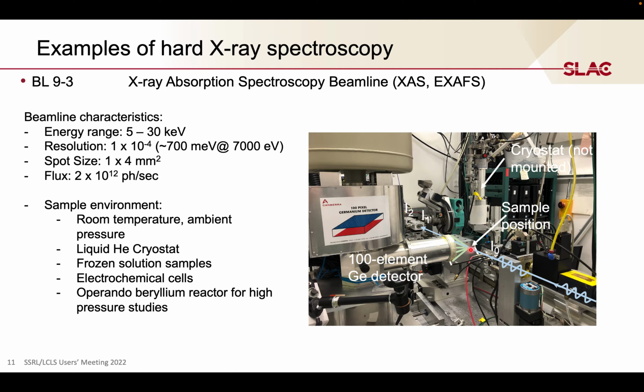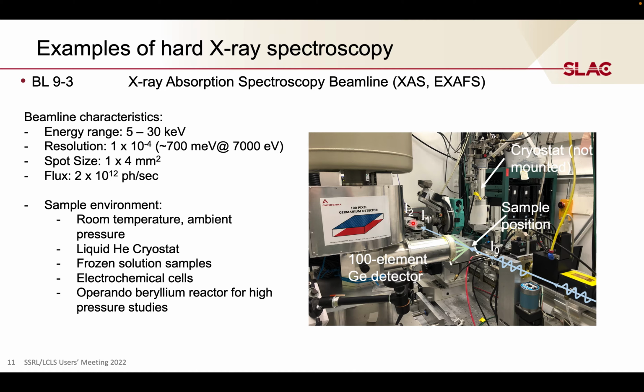In particular, it will radiate here into a 100 element germanium detector, where you then count how many photons you got at a given incident energy. And if the sample is transparent enough to photons, some of them will go through, and then you can collect them here at I1, at another ion chamber.